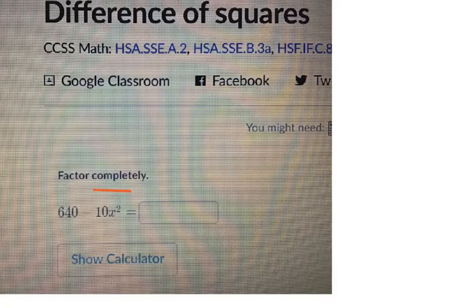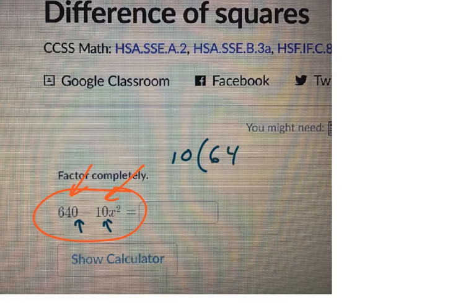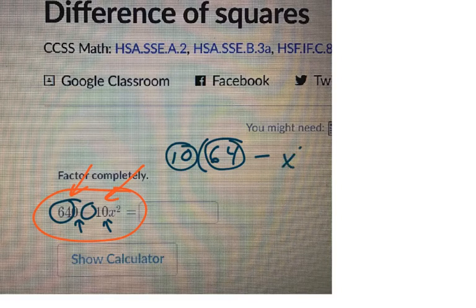This one has a little trick to it. Notice 640 and 10, neither one is a perfect square. However, if we simply divide out a 10, because after all, they both have a 0 at the end, we could divide by 10, right? Don't we get 64, because 64 times 10 is 640. We have a minus. And then, of course, x squared times that 10 is 10x squared.